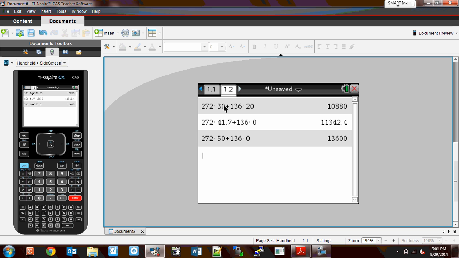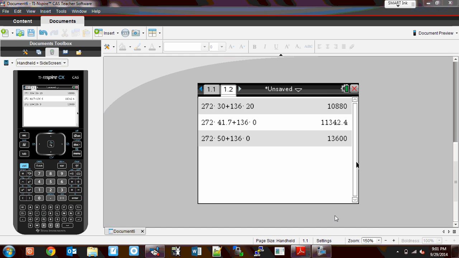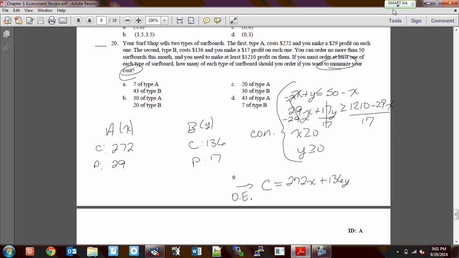All right. So if we make 30 type A surfboards, 20 type B surfboards, our cost is minimized. So if we go back to here, let's see, 30 of type A, 20 of type B. So therefore, number 20 is B. All right, don't get fooled here because this is also 20 of one type and 30 of another, but this is backwards. Remember we put X as type A and Y as type B. So we need to make sure that since X is 30, that's associated with type A, and since Y was 20, that's associated with type B.